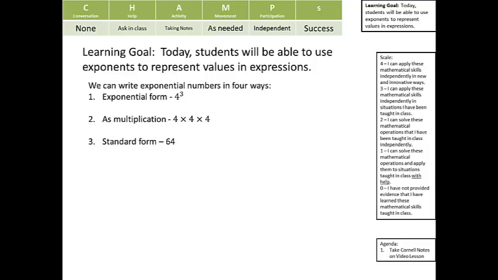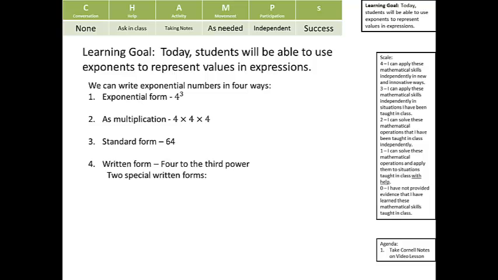The third way to write it is in standard form, and simply to find standard form you just solve the multiplication problem. So you do 4 times 4, which is 16. 16 times 4 is 64. And the last way that you can write it is in written form. Like we said before, that number is 4 to the third power.